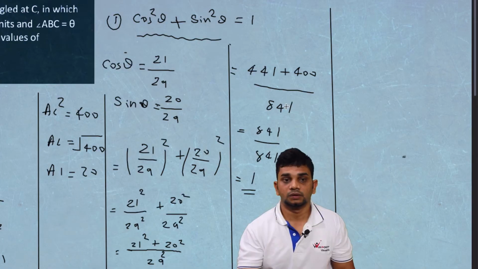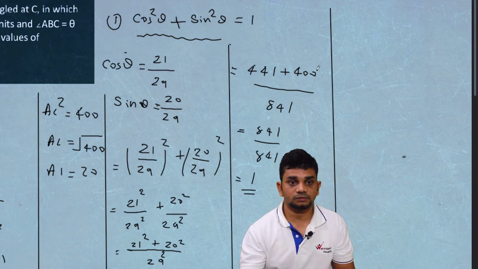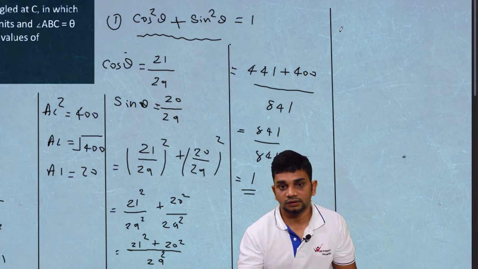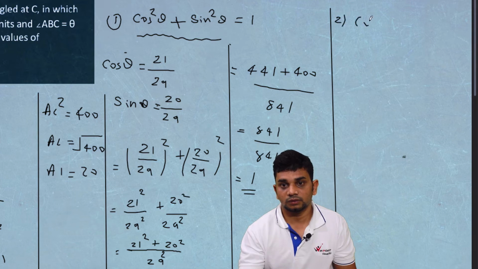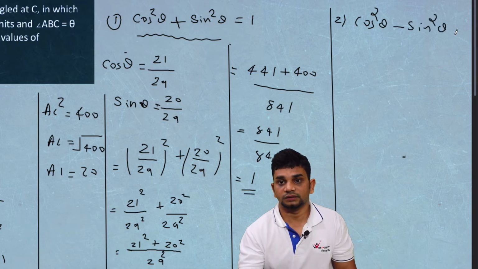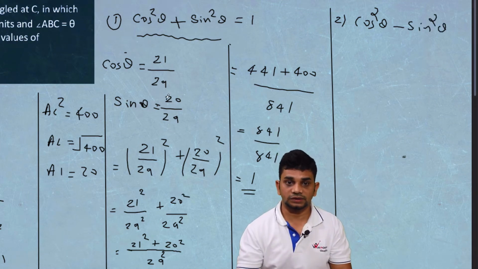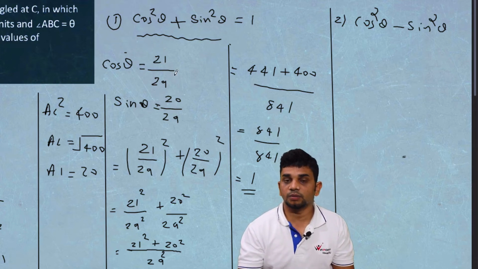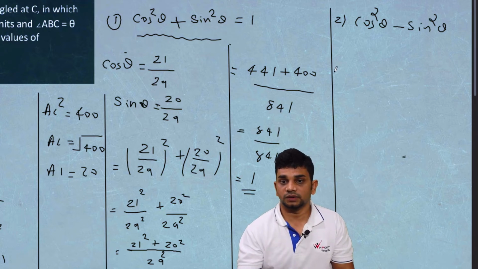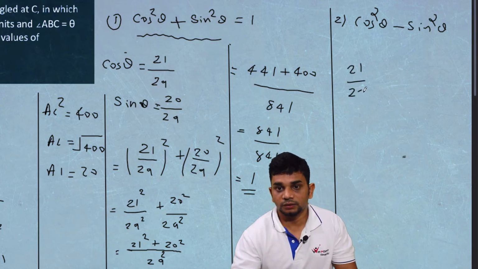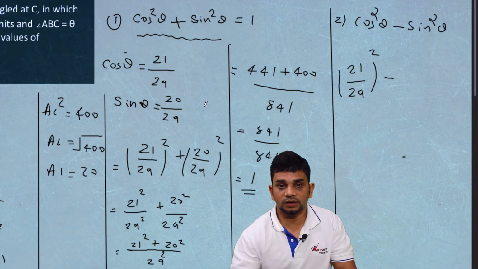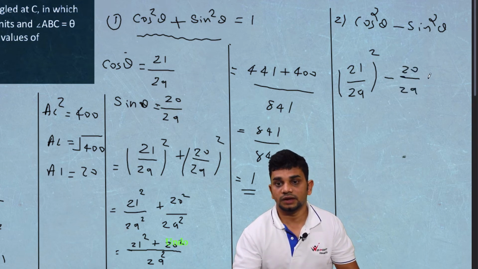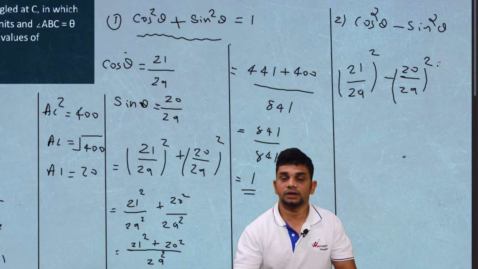It is the first question. What is the second question? Second one, we need to find cos square theta minus sin square theta. First we are finding cos theta. Cos theta is 21 by 29, and sin theta is 20 by 29. We are substituting all the values. 21 by 29 whole square minus 20 by 29 whole square, right?